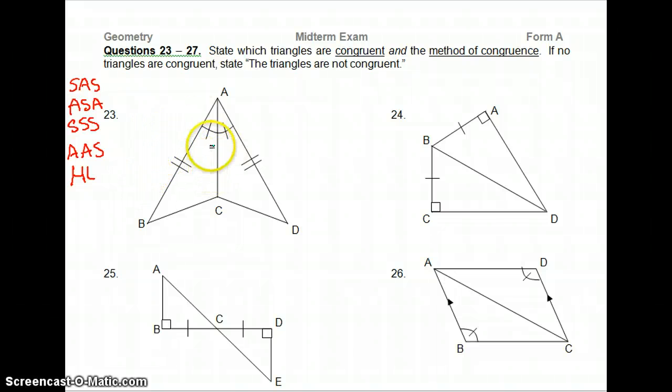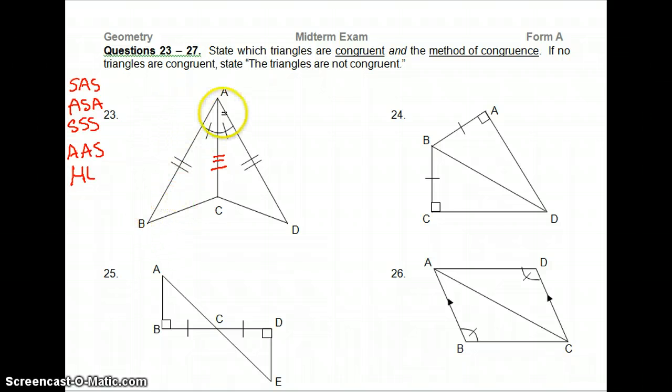Same over on this side, we need something else. So if we've got a side and an angle, look at our possibilities here. Side, angle, side, we need to decide. This one, well, that's a reflexive side. It's shared by both triangles, so we know that it is congruent to itself. So we'll make it congruent there.